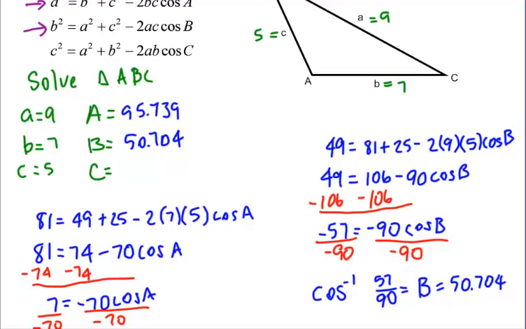And there's only 180 degrees inside a triangle, so 180 minus angle A minus angle B, and you should get 33.557. And that's all there is to it.